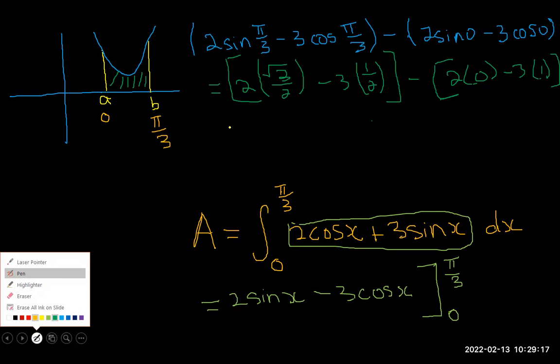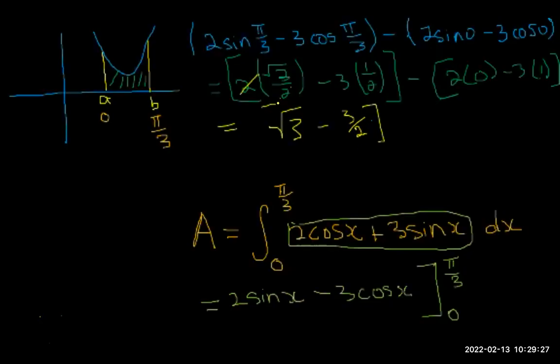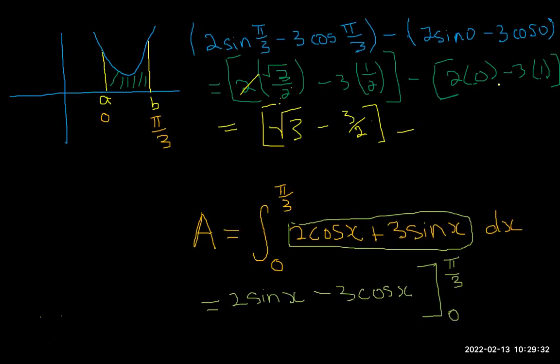Finding the value for this bracket, these 2's will cancel, so I'll end up with root 3 minus 3 on 2. So I need to find that value. 2 by 0 is 0, then minus 3, but minus 3 and a minus 1 is plus 3. What's this whole value here? Just put it into your calculator and tell me the value.